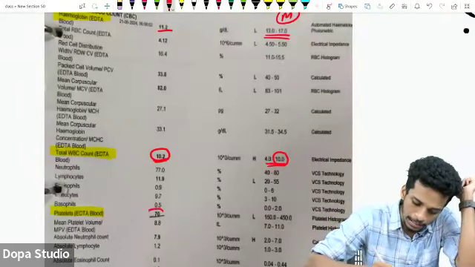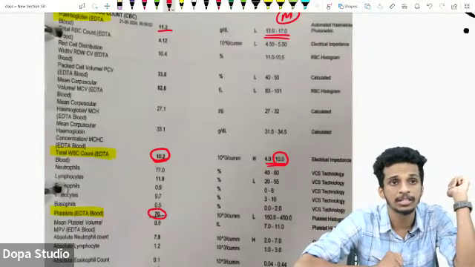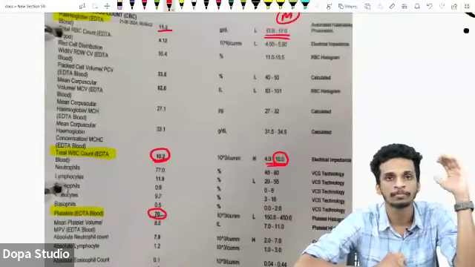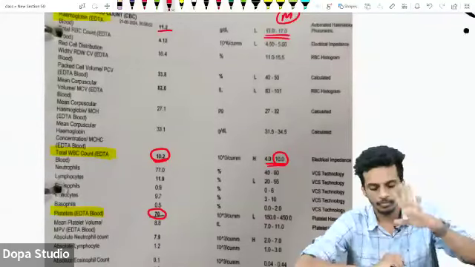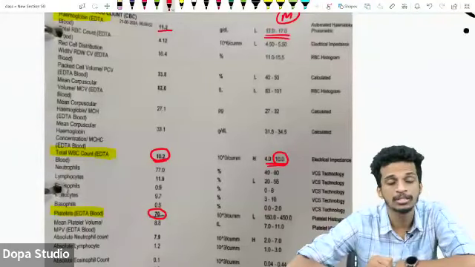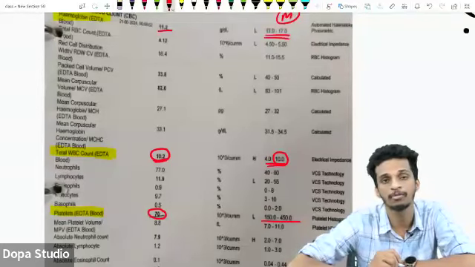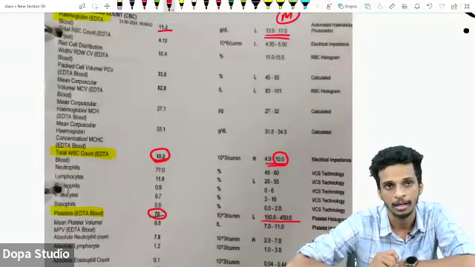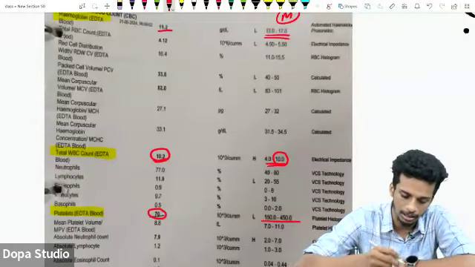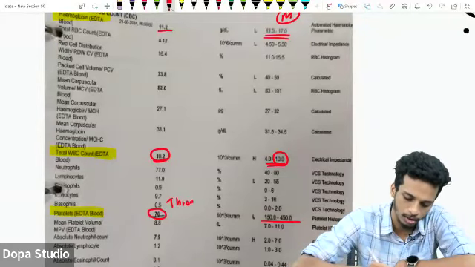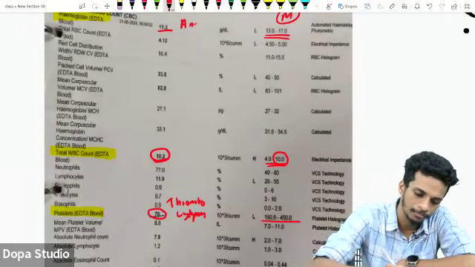Now, coming on to platelet count. Here the platelet count is 70,000. So, when the platelet count is 70,000, we know that the normal value of platelet, we already discussed, is between 1.5 lakh to 4.5 lakh. So, here we are getting only 70,000, which means this patient has also got thrombocytopenia. So, this patient has got anemia and this patient has also got thrombocytopenia.